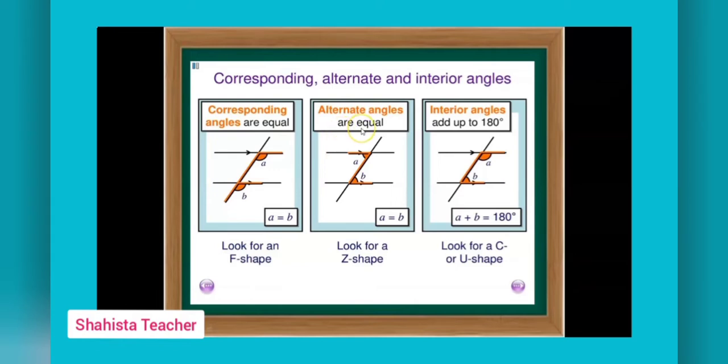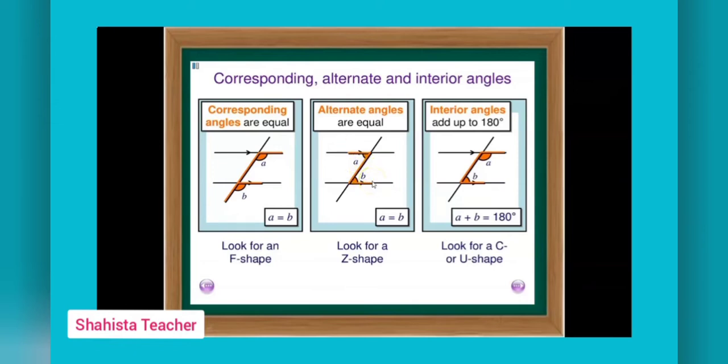Alternate angles are equal. Now, for alternate angles, a pair of angles which are opposite. Here angle A and angle B are both on opposite sides of the transversal.